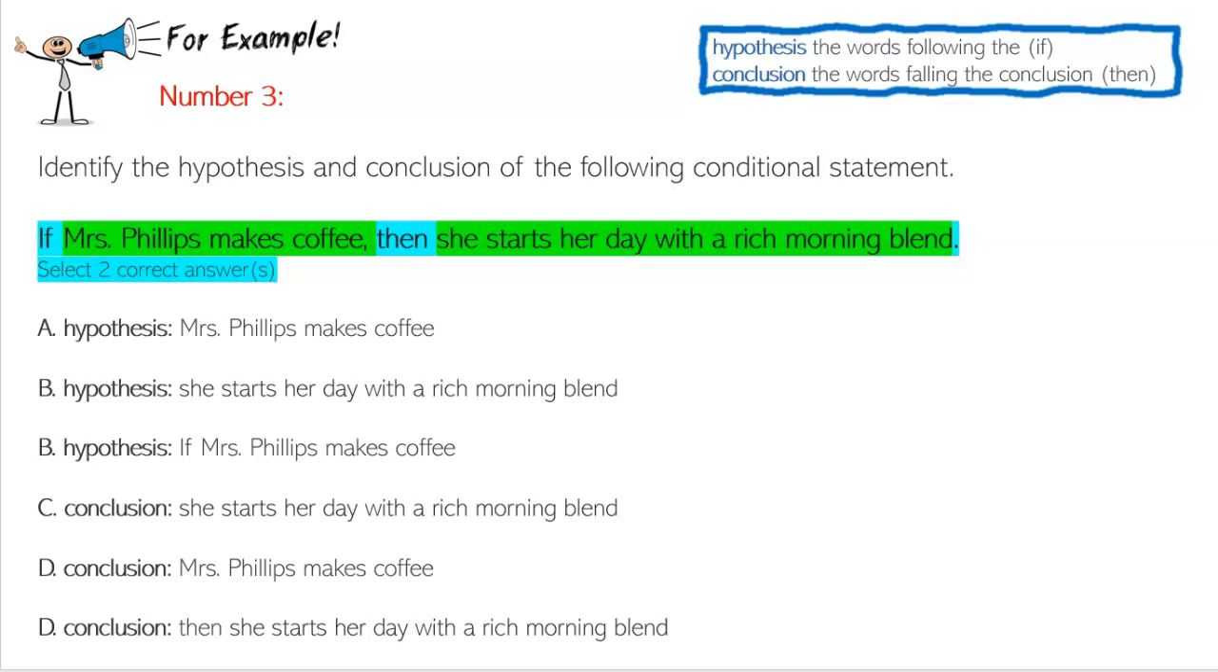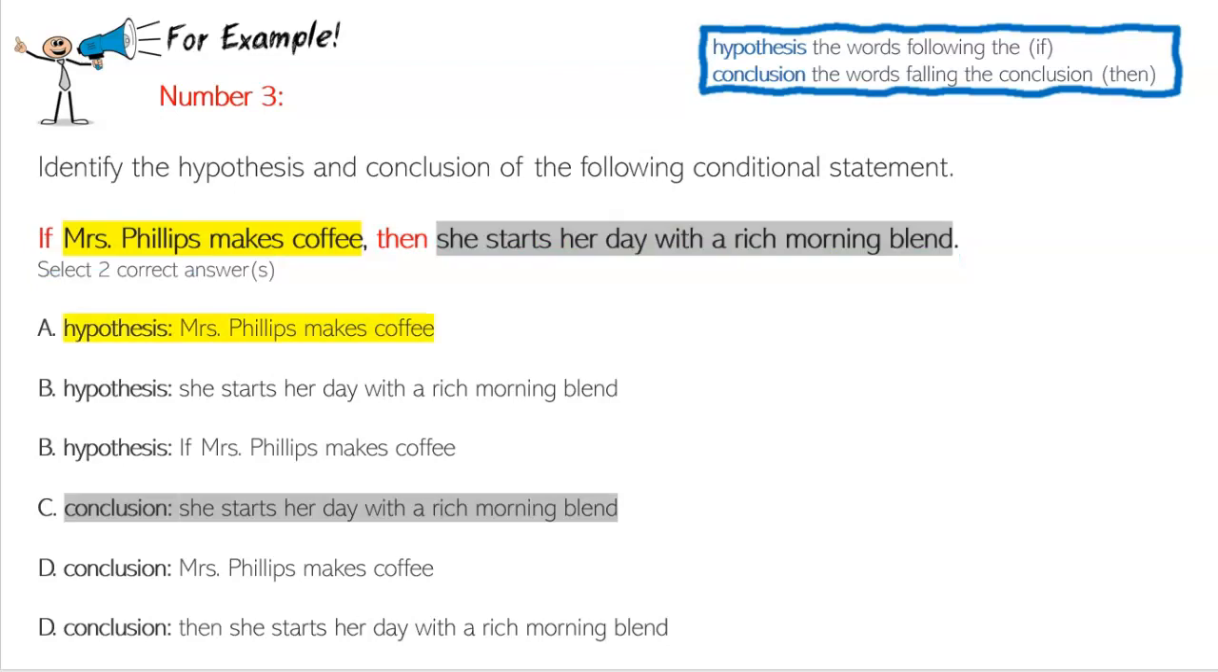So you're going to select the 2 correct answers. So the hypothesis is Mrs. Phillips makes coffee. That's the hypothesis, not the if. The if is not included in your answer. Just anything after the if. The conclusion, anything after the then. She starts her day with a rich morning blend. Be careful with this one.